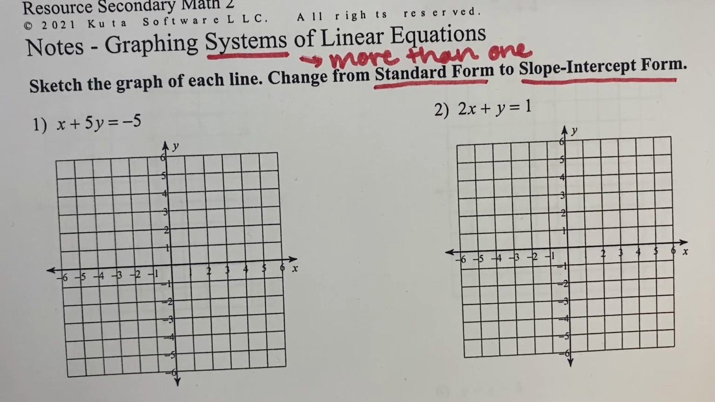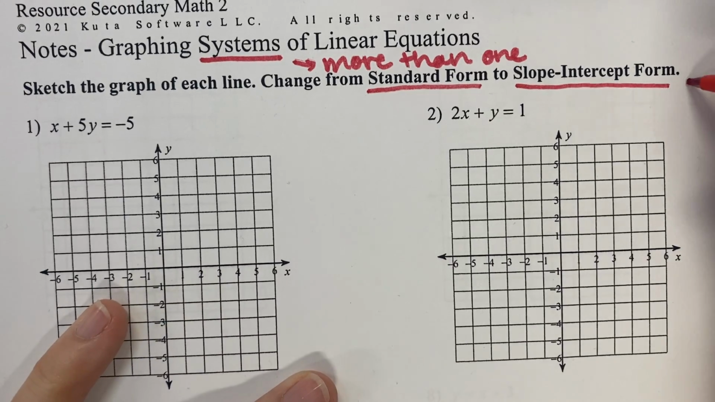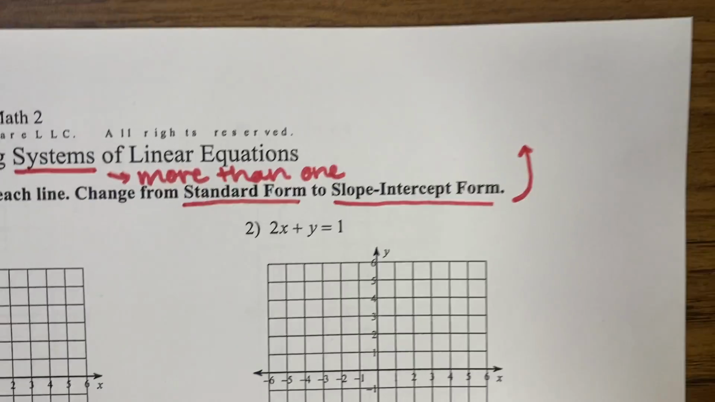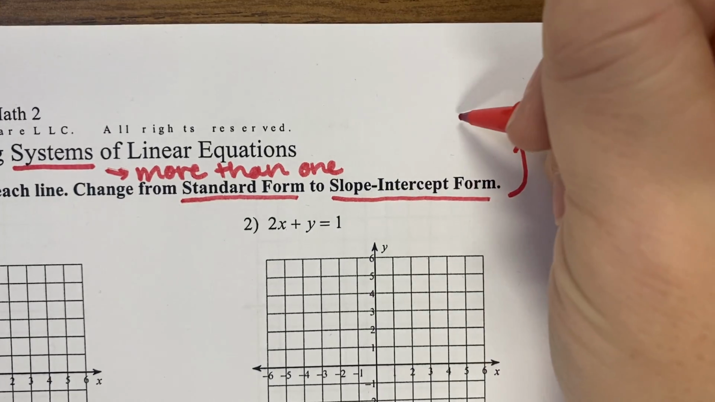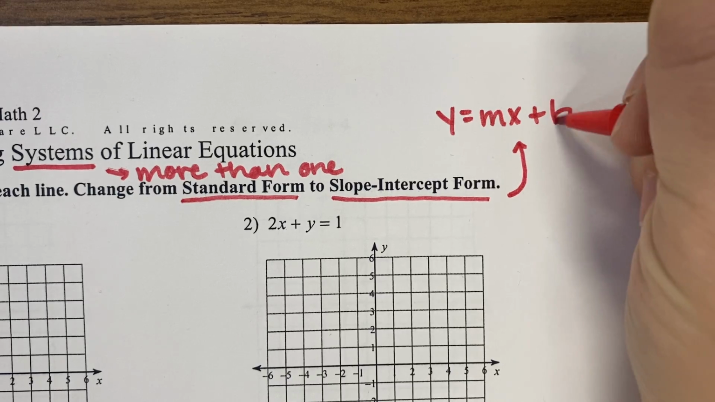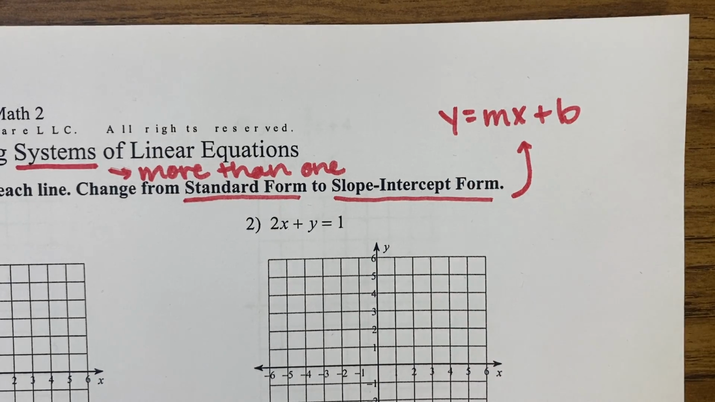We love slope-intercept form because it tells us our slope and our y-intercept. Let's remind ourselves what slope-intercept form looks like. Slope-intercept form always looks like y equals mx plus b. So that's what we're trying to make it look like. We need our y all by itself.